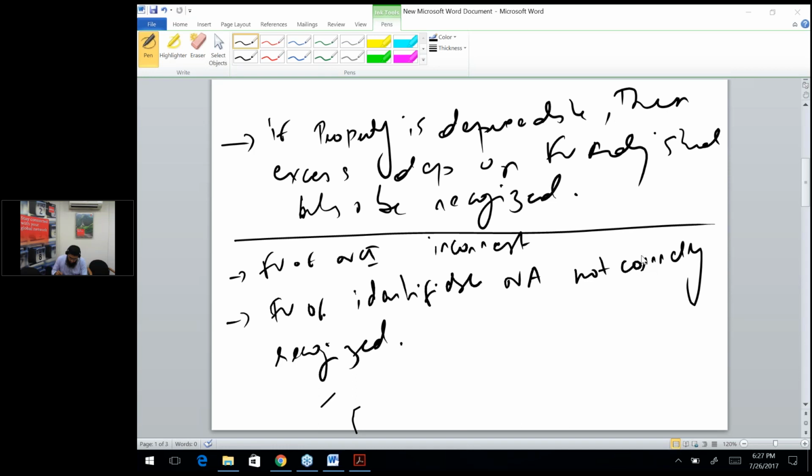A depreciable property or a non-depreciable item. So you need to recognize the extra depreciation. Extra depreciation is like this: for the individual books, it was 600,000 as the carrying amount. For the group accounts, it's actually 900,000. So there is going to be an extra depreciation involved.